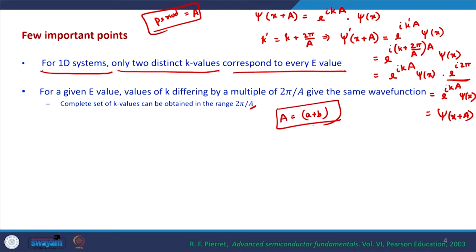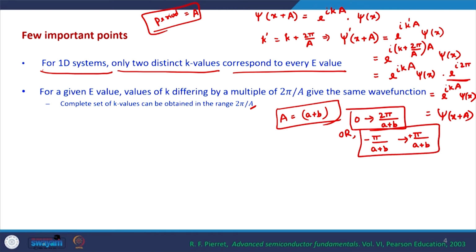So, all the valid k values, or the complete set of k values, will be between 0 to 2 pi by a plus b, or minus pi by a plus b to plus pi by a plus b. Okay. And this is an important statement, please keep this in mind. This has a simple derivation as well. This is also clear from the mathematical form of Bloch's theorem.